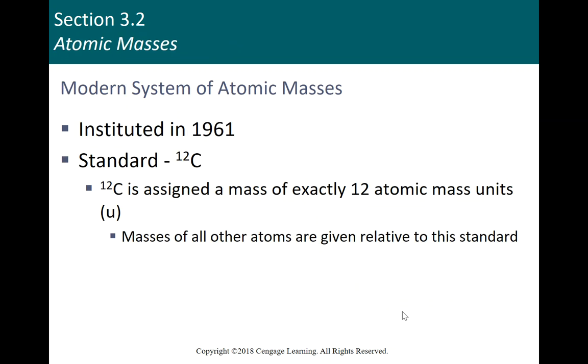In 1961, they set the standard for atomic mass units as carbon-12. Carbon-12 has exactly 6 protons and 6 neutrons, and they said a carbon-12 atom, which has 6 protons and 6 neutrons, is going to have a mass of 12 atomic mass units.